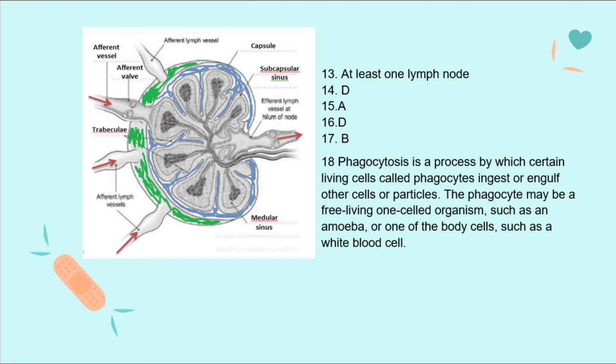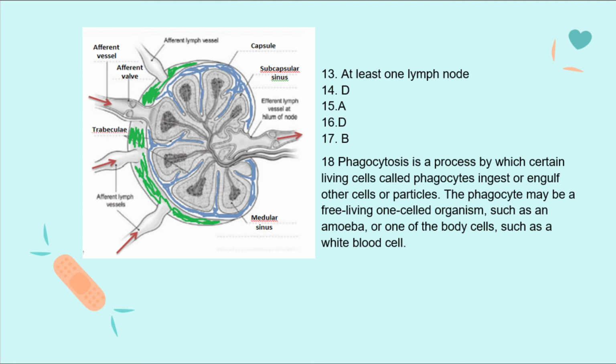Number 13. On average, lymph flows through how many lymph nodes before returning to the bloodstream? Our answer is at least one lymph node. For question number 14, what are the main types of tissues that make up a lymph node? Our answer is D, lymphatic vessels and connective tissue. Number 15, which important protective cells are found within lymph nodes? Our answer is A, lymphocytes and macrophages.